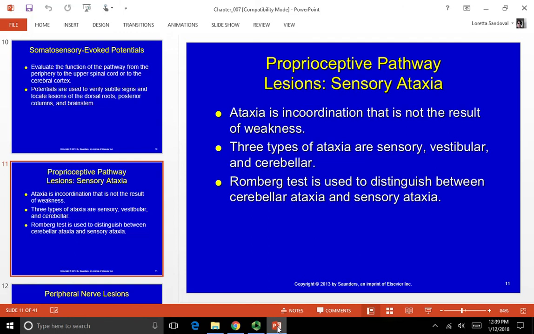and sensory ataxia. Basically, you're standing on one foot with your eyes open or your eyes closed. And if you have a big difference in balance with eyes open versus eyes closed, then you probably have sensory ataxia. There's also one called the Sharpened Romberg, which delineates things a little bit better. So just know that ataxia can come from sensory issues, vestibular issues, or cerebellar issues.